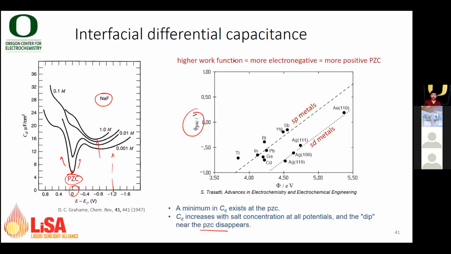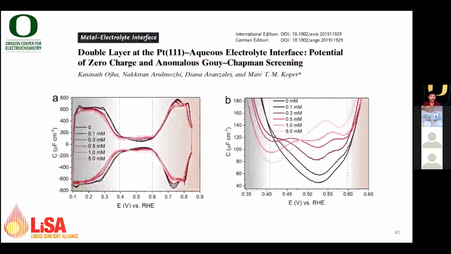And I mentioned this: a higher work function means a more electronegative electrode and a more positive PZC, meaning you have to push the electrode more positive to compensate for the negative charge that it accumulates just when it comes into equilibrium with the electrolyte. And this stuff is still being actively researched. So here's a very recent paper from Marc Koper. They still don't understand platinum 111 and exactly what's going on in this double layer region and where these capacitance minimums are, and how to relate that to the specific structure of the double layer is absolutely critical for all this catalysis.